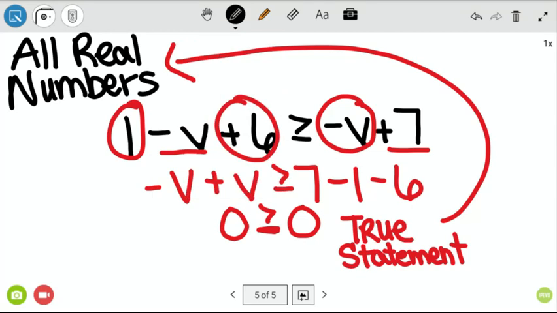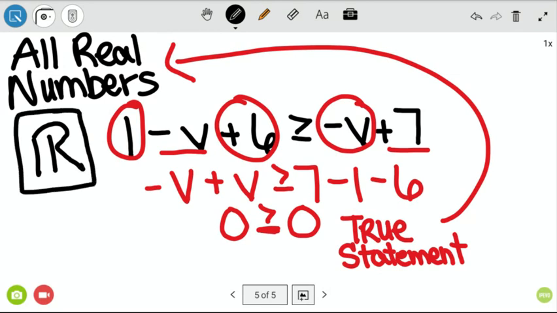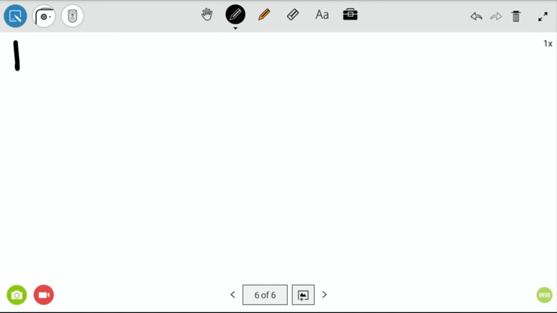Now, for all real numbers, you are welcome to use this symbol. It's a capital R with 2 stems. So this symbol means all real numbers. All right, so then we are going to do an example of a no solution, and I'll show you what that looks like.